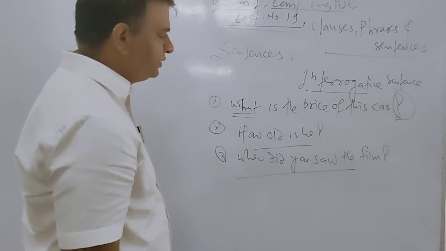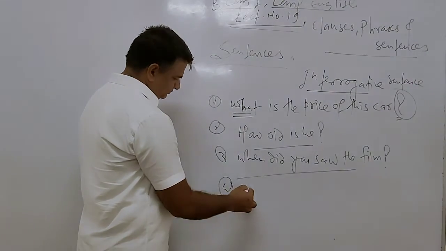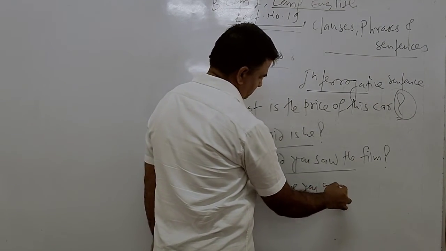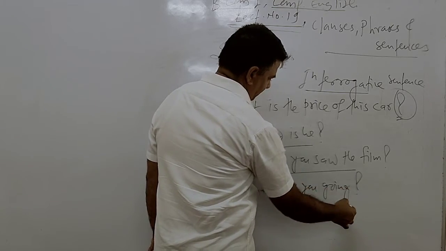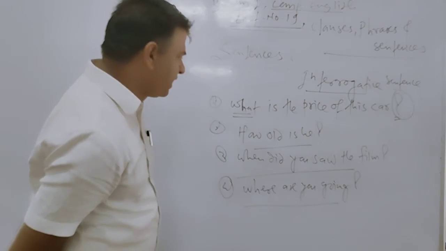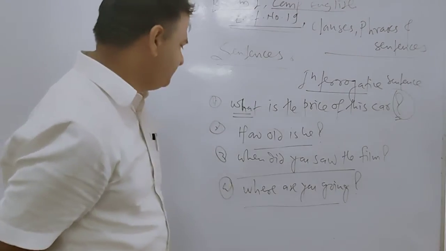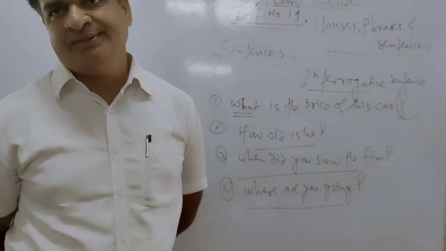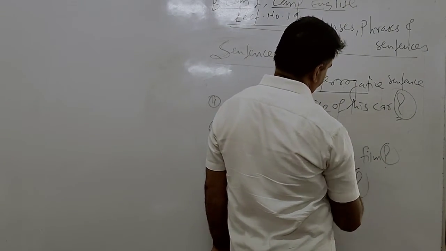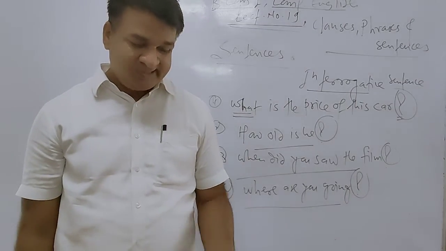When did you see the film? Or we can simply make: where are you going? When did you see the film? Where are you going? How old is he, or how old are they? Or what is the price of this car? These are some examples which give some information, and these are the examples of interrogative type or interrogative sentences.